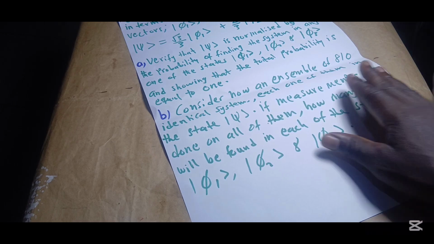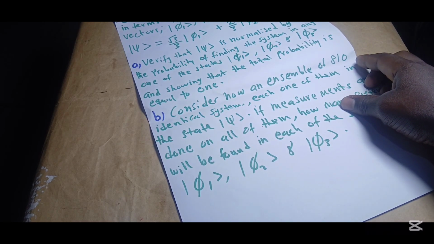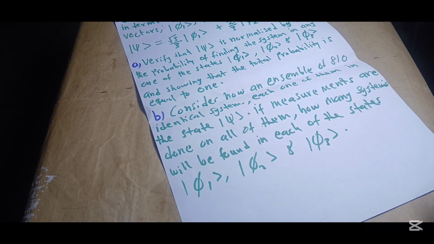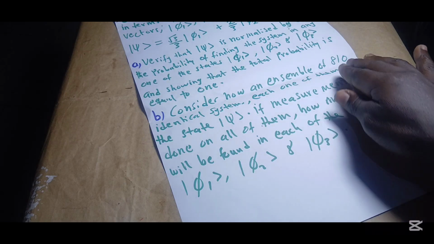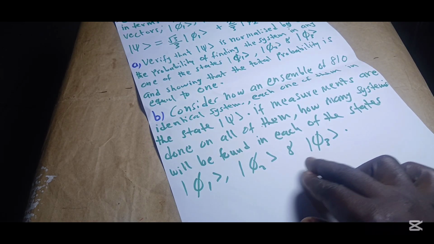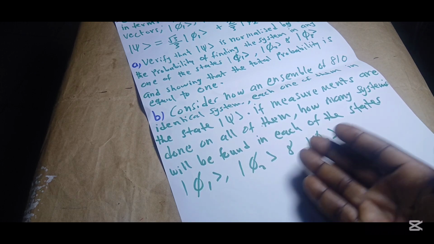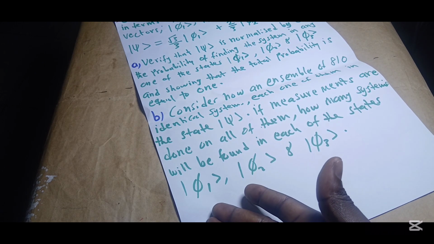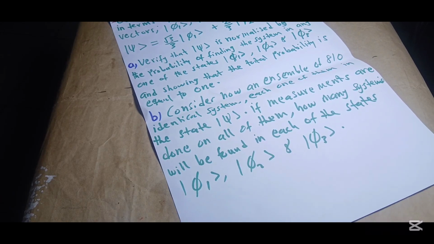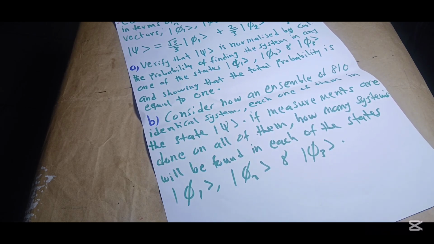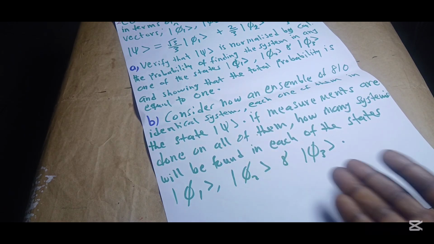So now we have 810 identical systems, or ensemble, and we want to see, if we perform a measurement on them, how many of these 810 will fall on each of phi 1, phi 2, and phi 3. How many will fall on phi 3? How many will fall on phi 2? How many will fall on phi 1? To do this, we need the probability contribution of each of these three vectors, phi 1, phi 2, and phi 3.